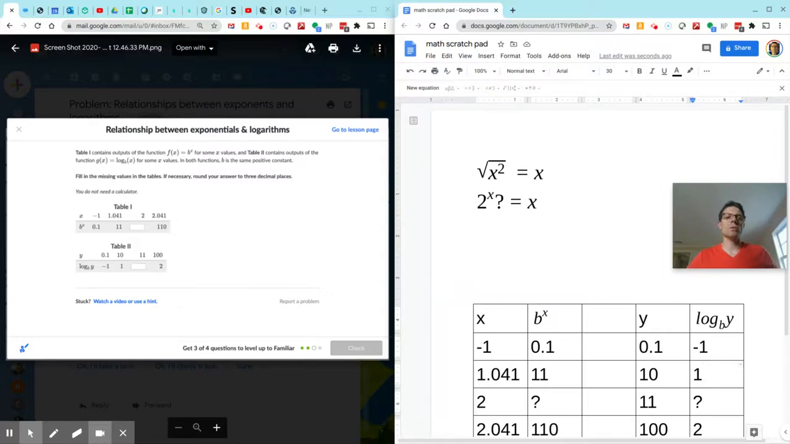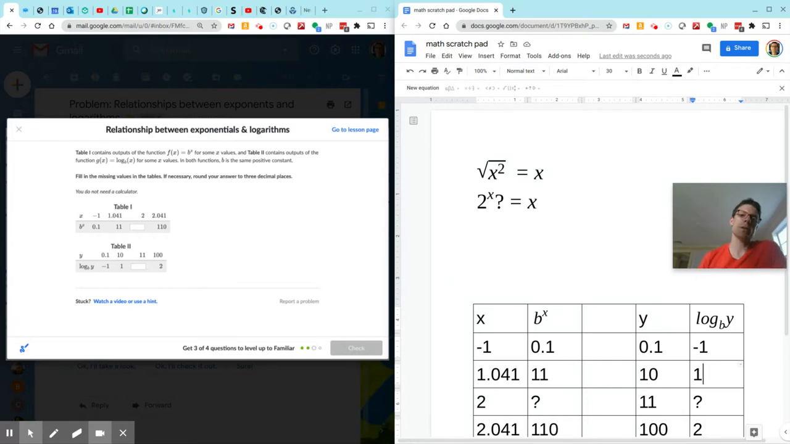Okay, I just wanted to do a quick video on this relationship between exponentials and logarithms. They give you the tables of two different functions. Both of them are a logarithm base b and then an exponent with a base of b, so they're going to be related. And it's really important to remember what a logarithm is in general.